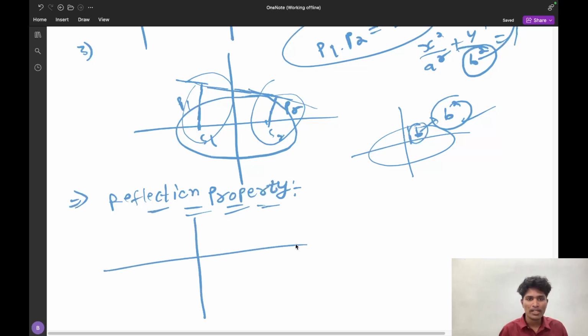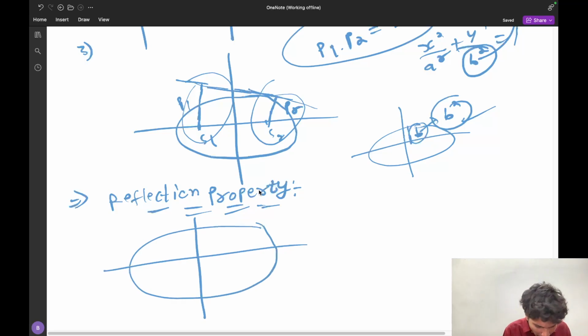Very important. I will explain. This is an ellipse. What they are saying is that rays emanating from one focus of the ellipse, after reflection from the ellipse, will pass through the second focus of the ellipse.